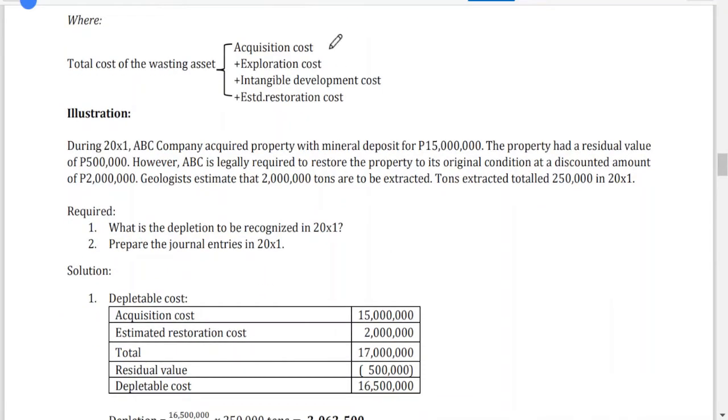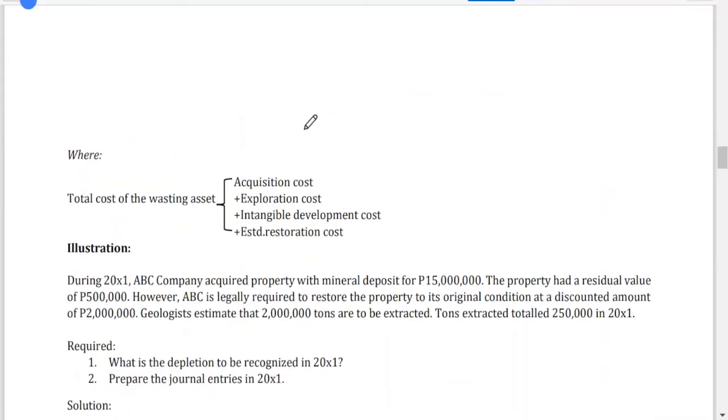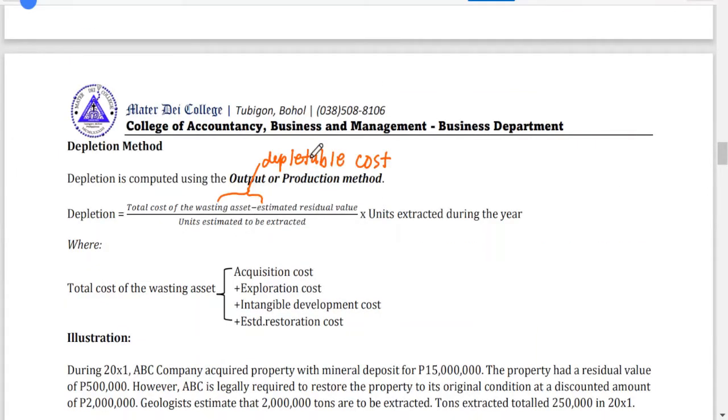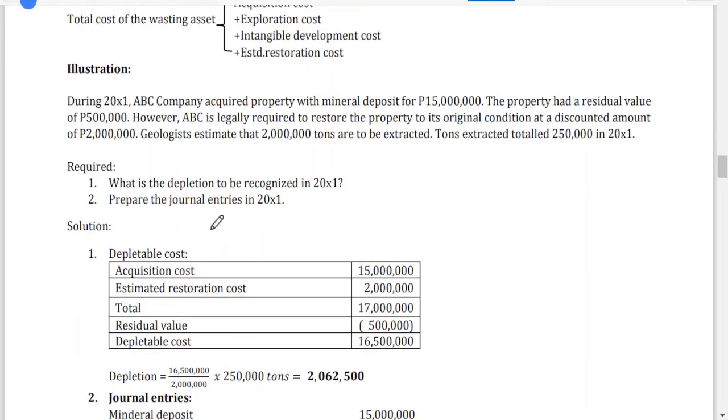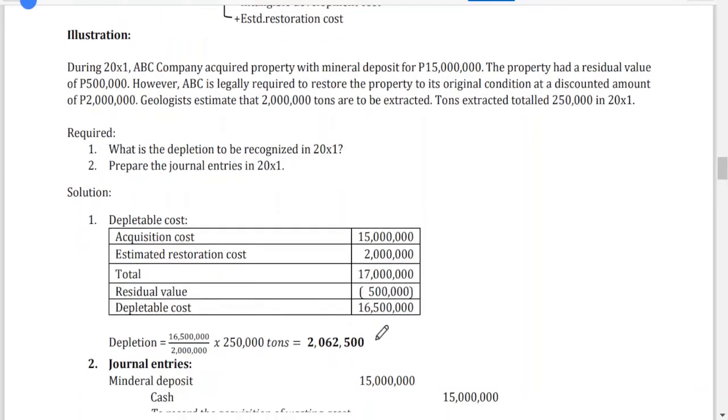To get the depletable cost, again, you need to get the total cost of the wasting asset. Then you're going to deduct any residual value. We're going to follow this formula. So let's take out the data needed to compute for the depletable cost. We have the acquisition cost, which is 15 million. Then estimated restoration cost, we have 2 million. Okay, we don't have any exploration cost mentioned here and intangible development cost. That's why we have these two items as part of the cost of the acquisition. Next is deduct the residual value to get the depletable cost.